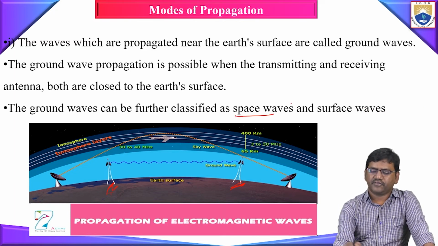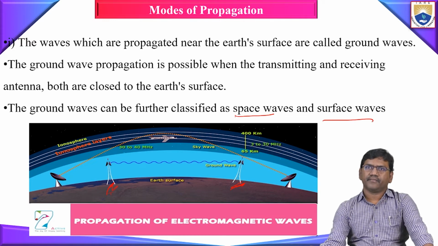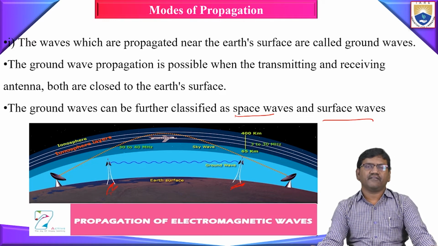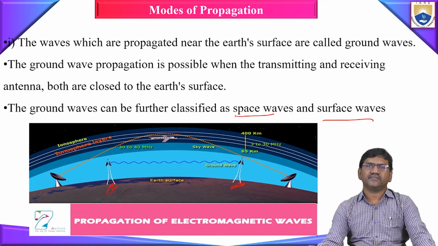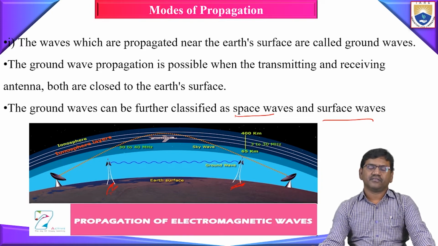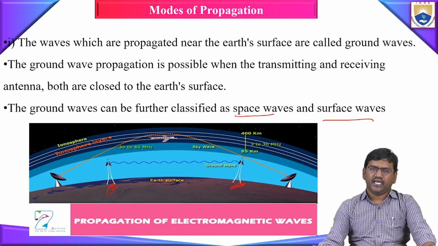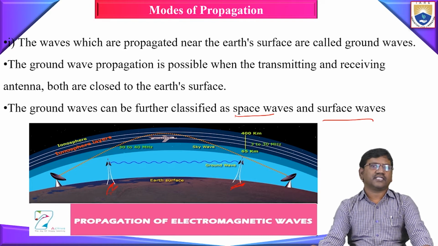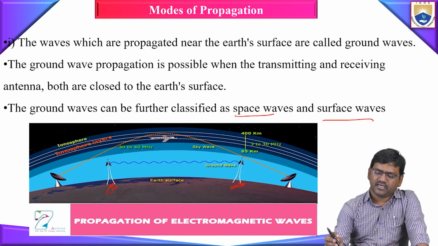One is the space waves, the other one is the surface waves. Space waves are those which travel directly from the transmitting antenna to the receiving antenna without striking the surface of the earth. And surface waves are waves which strike the surface of the earth, reflection takes place, and these reflected waves reach the receiving antenna.